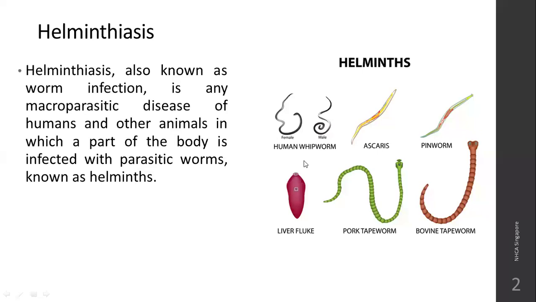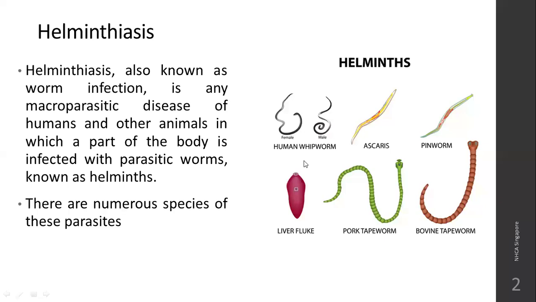Helminthiasis is also known as worm infection. It is any macroparasitic disease, not a single-celled organism, of humans and other animals, in which a part of the body is infected by parasitic worms, called helminths. There are numerous species of these parasites. Helminths can be classified into nematodes and cestodes.